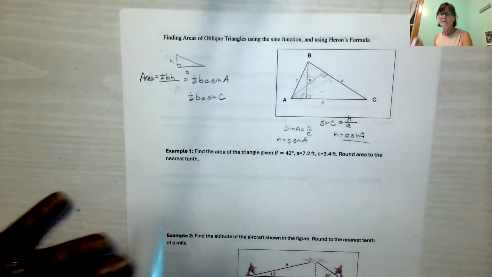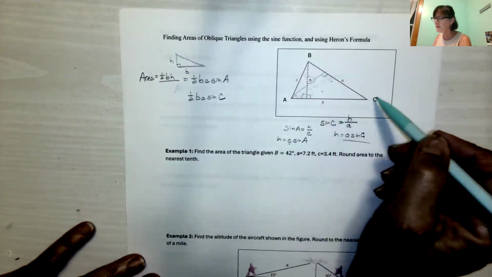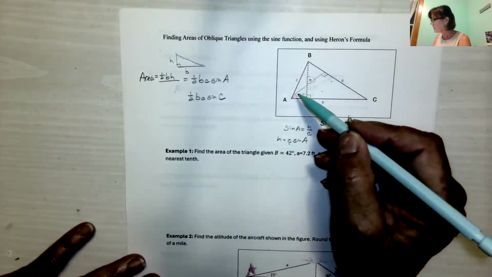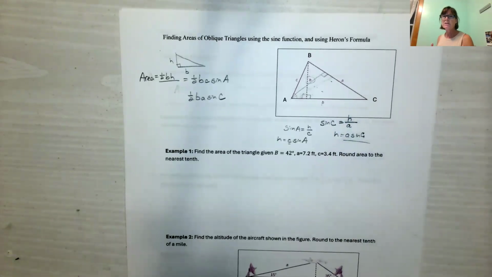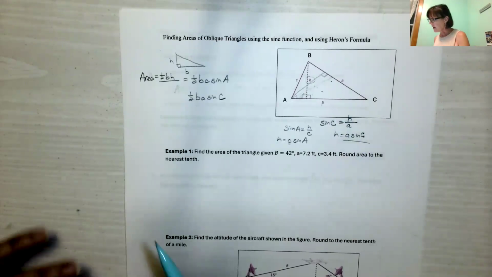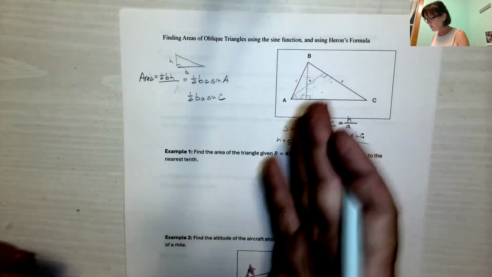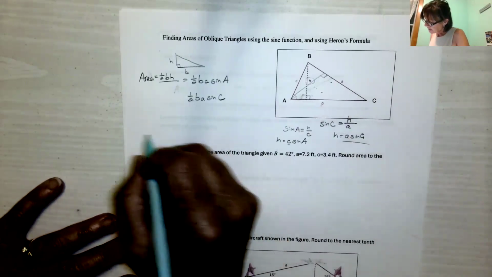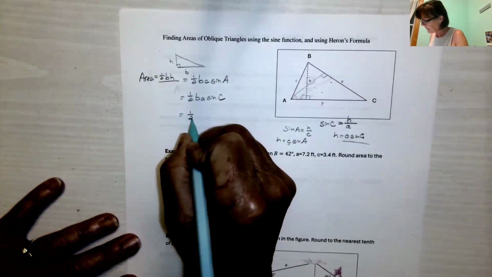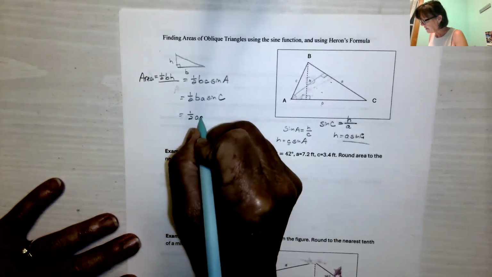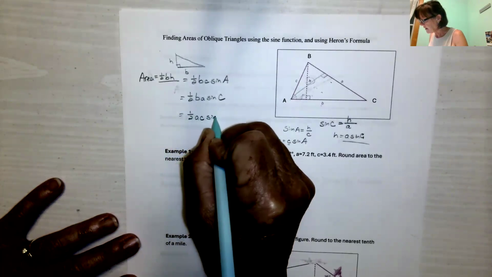I could get more expressions. In that case, this would be the base and this would be the height. And so we could come up with more expressions for the area. What you'll find if you follow through is the area would also be equal to 1/2 a times c times the sine of angle B.